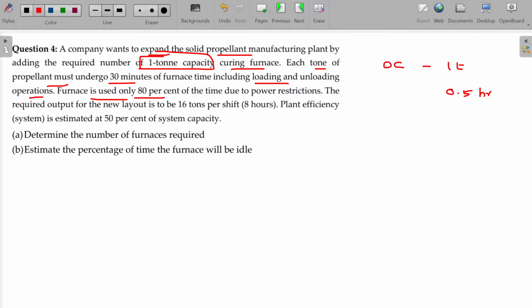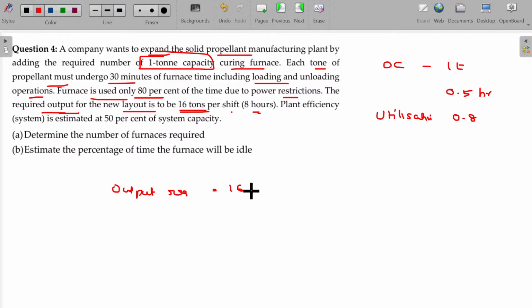Furnace is used only 80% of the time due to the power restrictions. So how much is used? Only 0.8. This is the utilization. And the required output for the new layout is to be 16 tons per shift of 8 hours. So now what about the output required? Output required being 16 tons.